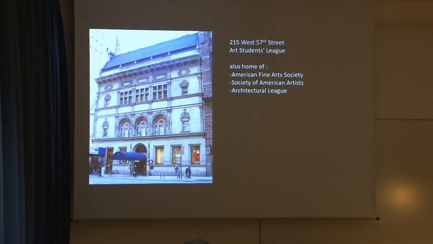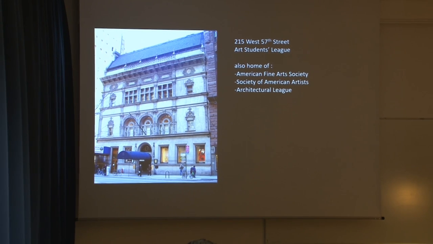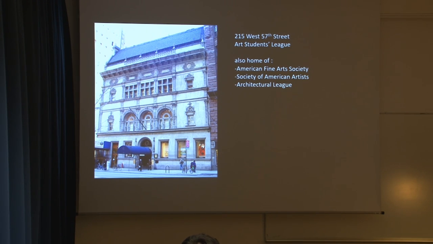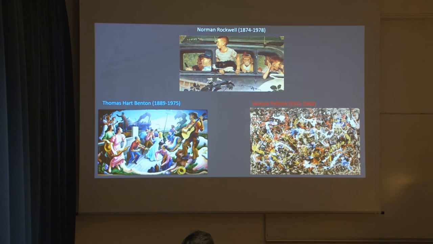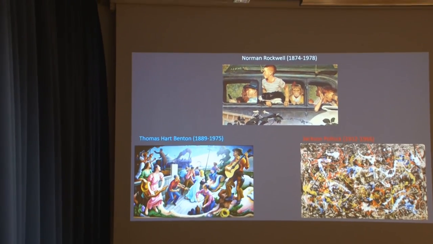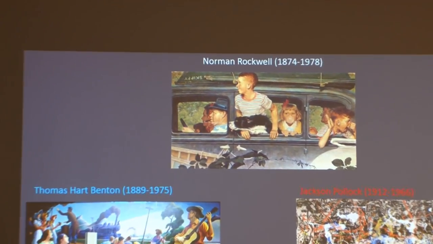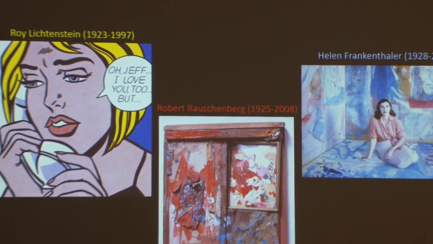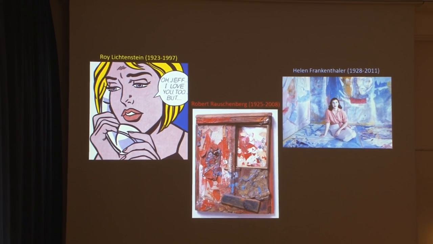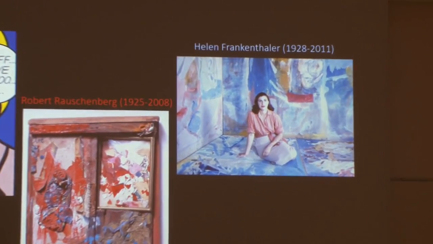As a result, the Art Students League was established. Its goal was to develop technical competence without dictating subject matter and style. It is still the most popular art school in New York, if not the United States, and has produced many successful artists, including Norman Rockwell, Thomas Hart Benton, Jackson Pollock, Roy Lichtenstein, Robert Rauschenberg, and Helen Frankenthaler, the pioneer of the soaking technique of image making on canvas.